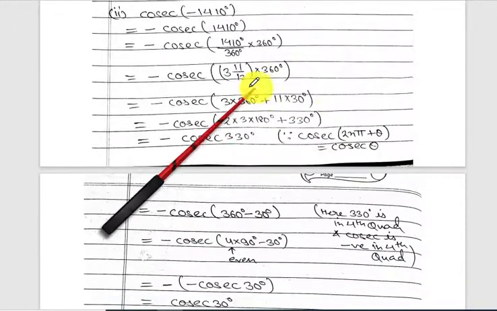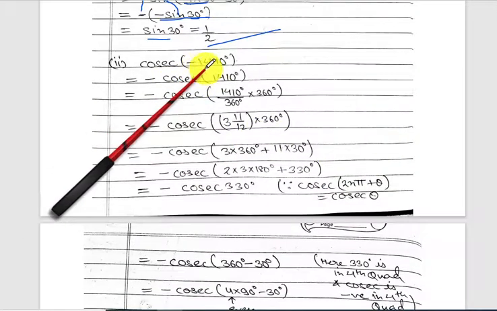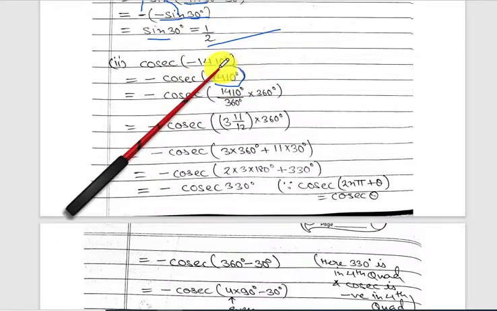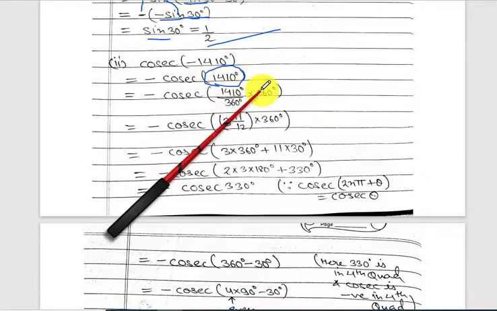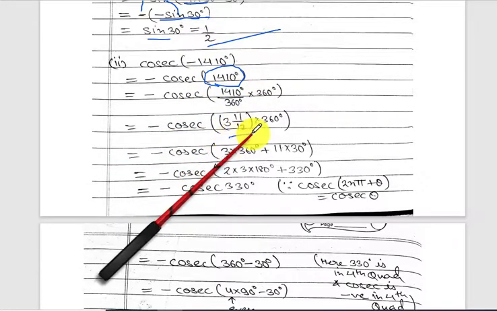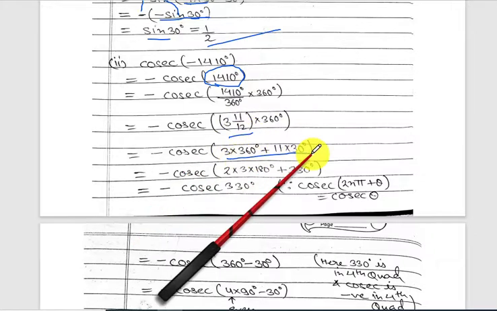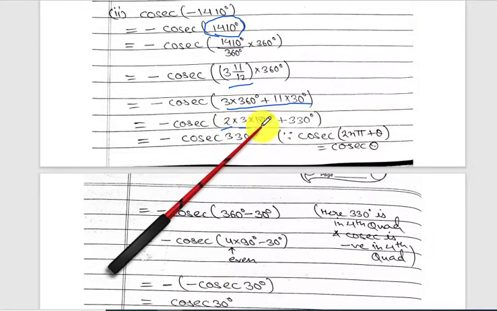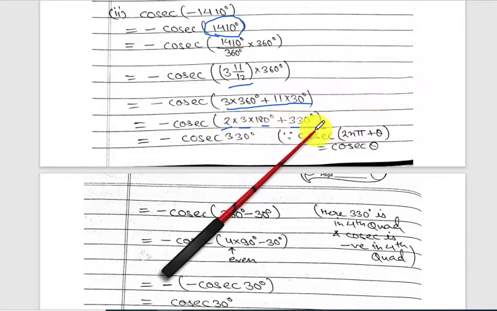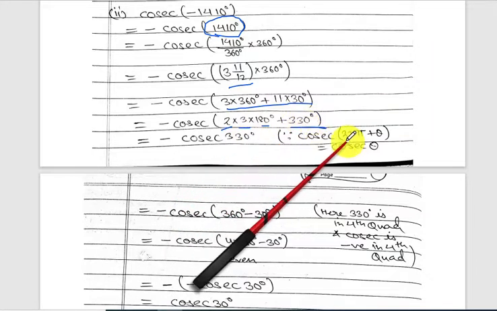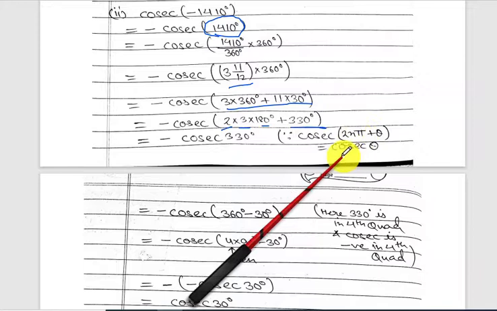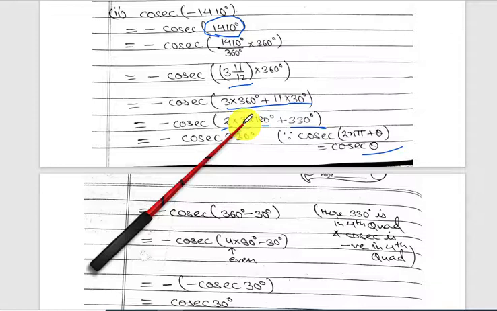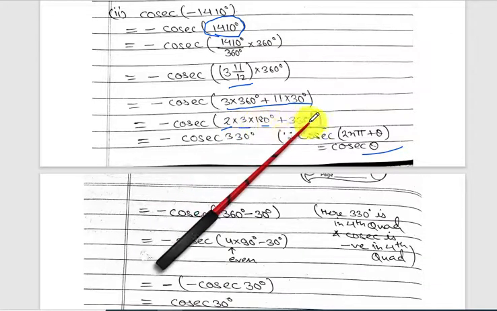Cosec minus 1410, so the minus sign comes out. It is greater than 360, so we will divide and multiply, and this can be written in this way, so this becomes this. That means you get 2 into 3 into 180 plus 330. You know that cosec 2 times n pi plus theta is cosec theta. So here we have got 2, in place of n we have got 3, pi means 180, plus 330, so we get cosec 330.